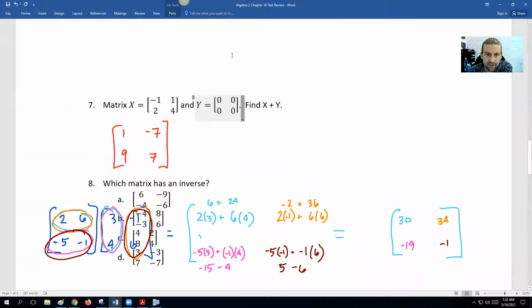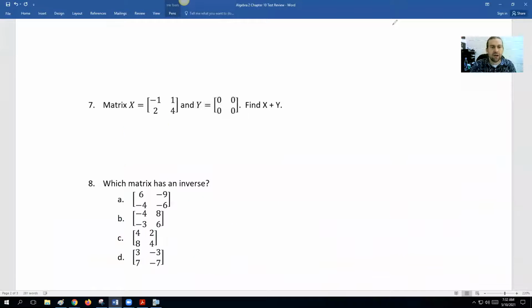All right, next we got the additive identity matrix here. Find matrix X plus matrix Y. Well, if we look at this here, matrix Y is nothing but zeros. If we're going to add that to matrix X, it will not change matrix X at all. All right, there we go, piece of cake.